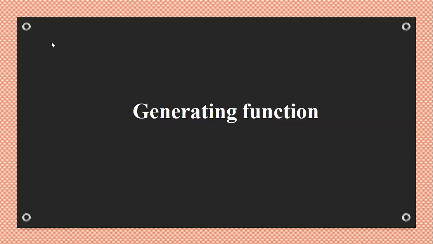Good afternoon. The next topic in our syllabus is generating functions. So what does generating function mean? A generating function is usually used to represent an infinite sequence.